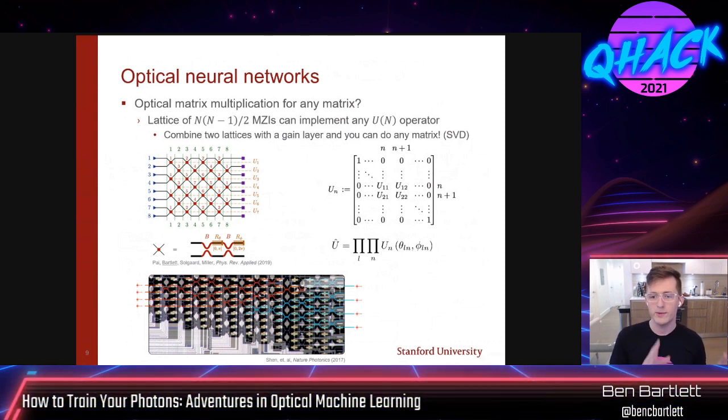And if you combine two of these unitary matrices together with optical gain or an attenuation layer in between, then you can actually do any matrix via singular value decomposition. So basically what you have is an optical structure that is a physical implementation of a matrix operator. And these have actually been fabricated before. This is a microscope image of a photonic structure that was fabricated for a pretty famous Nature Photonics paper a couple of years ago.